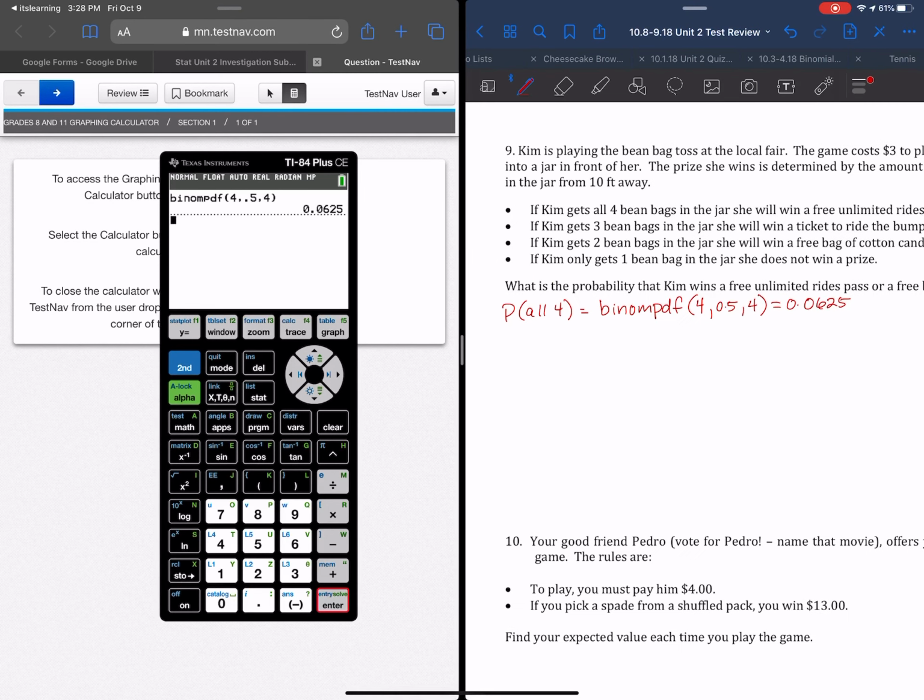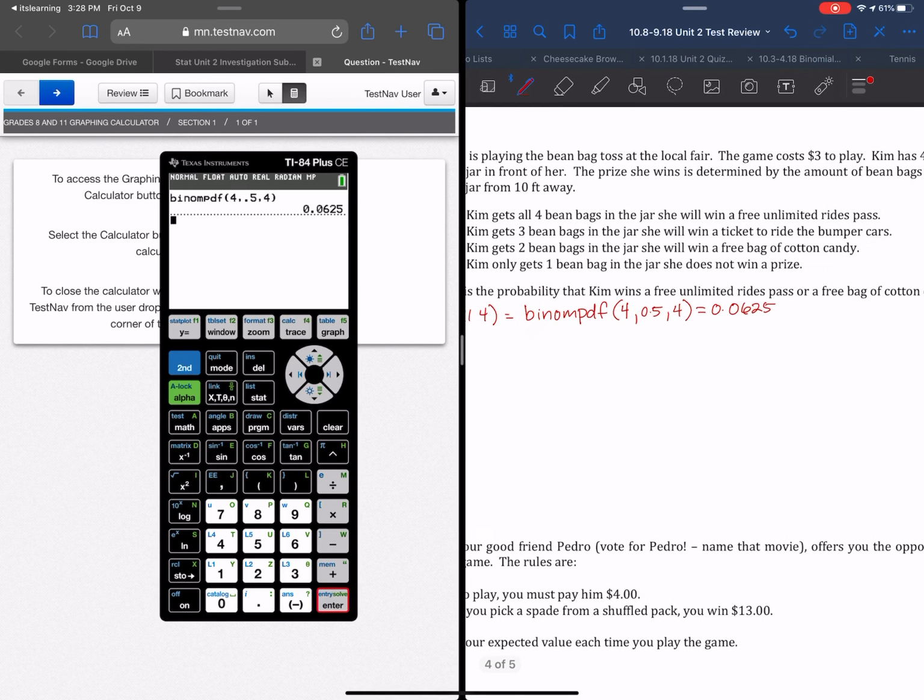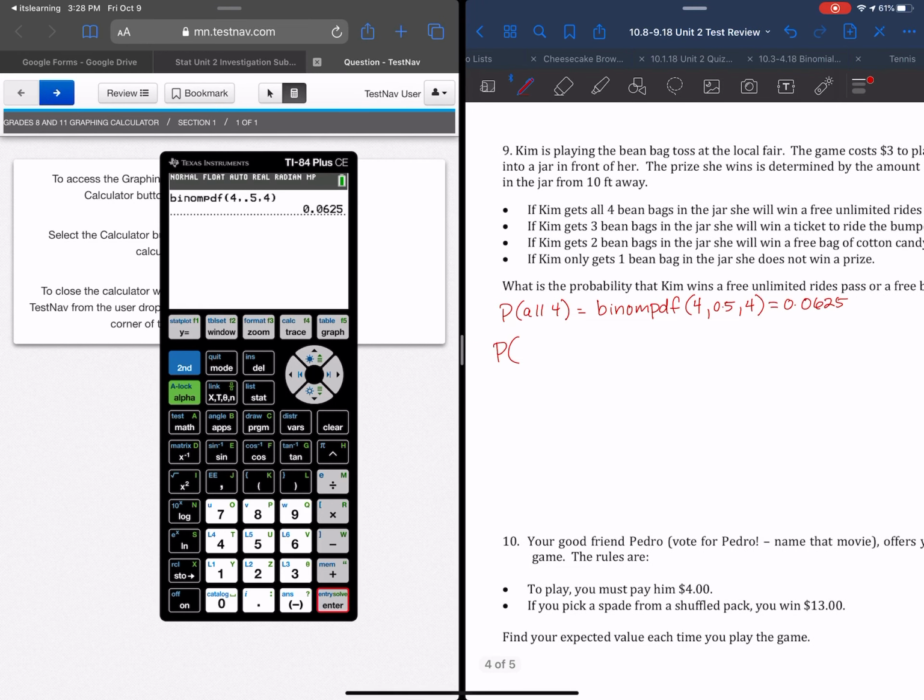Now for the probability of, well, she wants to get a bag of cotton candy. So to get a bag of cotton candy, she has to hit 2 bean bags. So the probability of 2 bags is going to be binomial PDF. She's still taking 4 shots, 50% shot on each, and we want to make 2 this time. So I'm going to go second VARS, go down to option A. It's going to be 4, 0.5, and 2. And if I hit enter, the probability of that is 0.375.